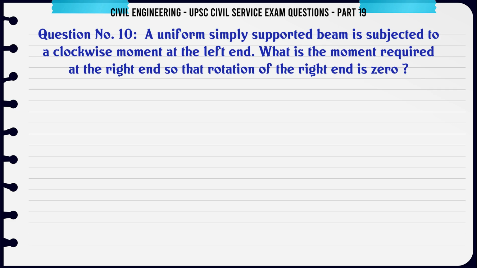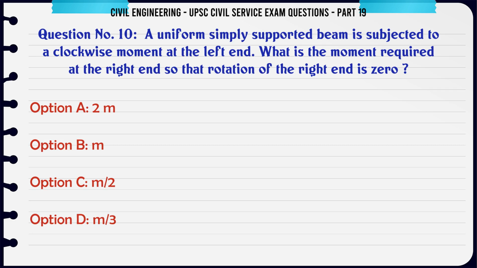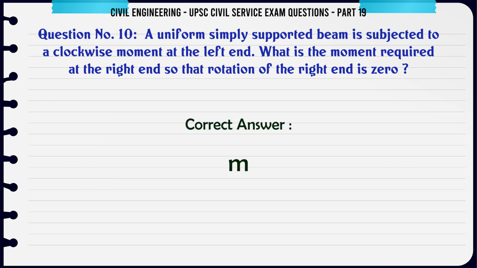A uniform simply supported beam is subjected to a clockwise moment at the left end. What is the moment required at the right end so that rotation of the right end is 0? A. 2m, B. m, C. m/2, D. m/3. The correct answer is m.